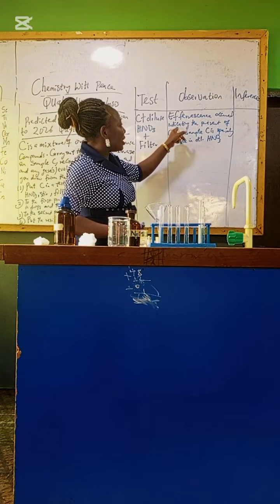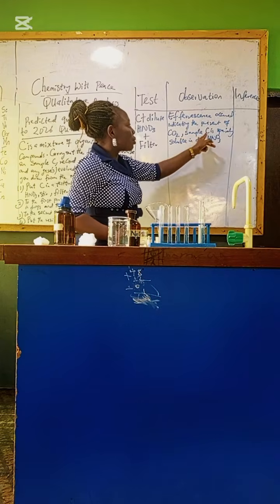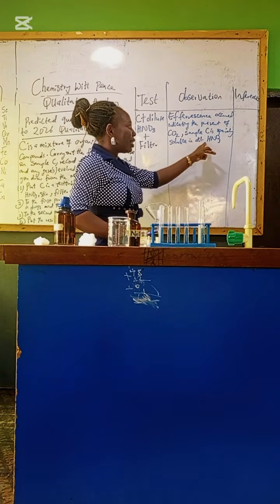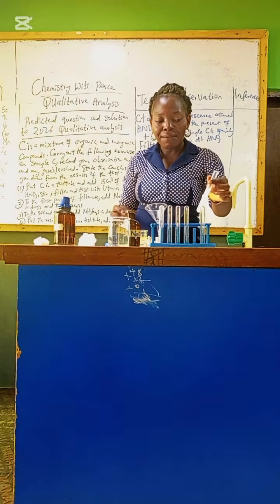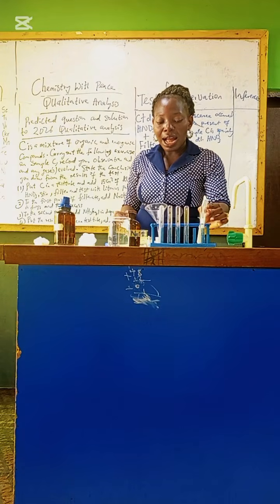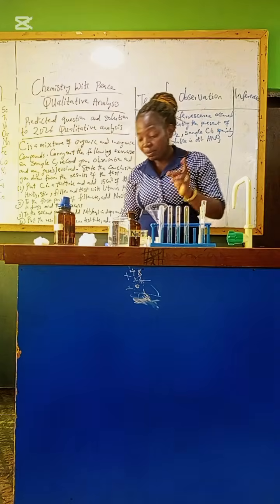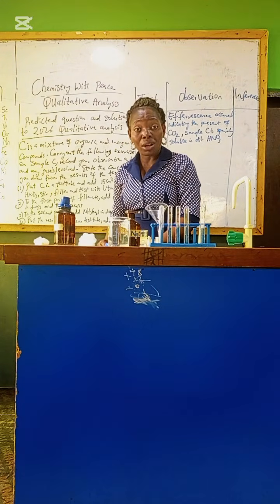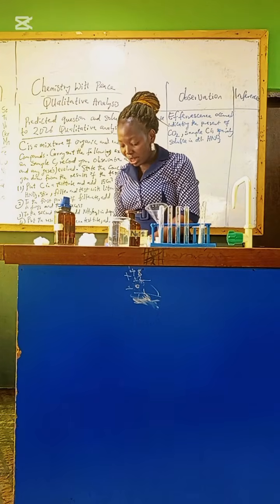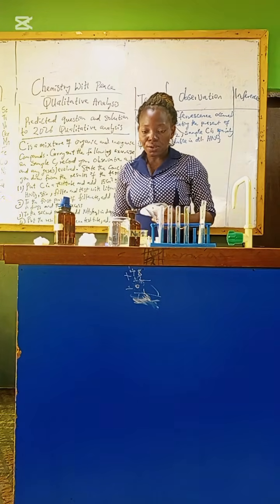Effervescence occurred, indicating the presence of CO2. Sample C is sparingly soluble in dilute HNO3. So as we added this, effervescence occurred, and as the effervescence occurred, one dissolved and the second one did not dissolve. So the next thing we are going to do, we are going to filter it.